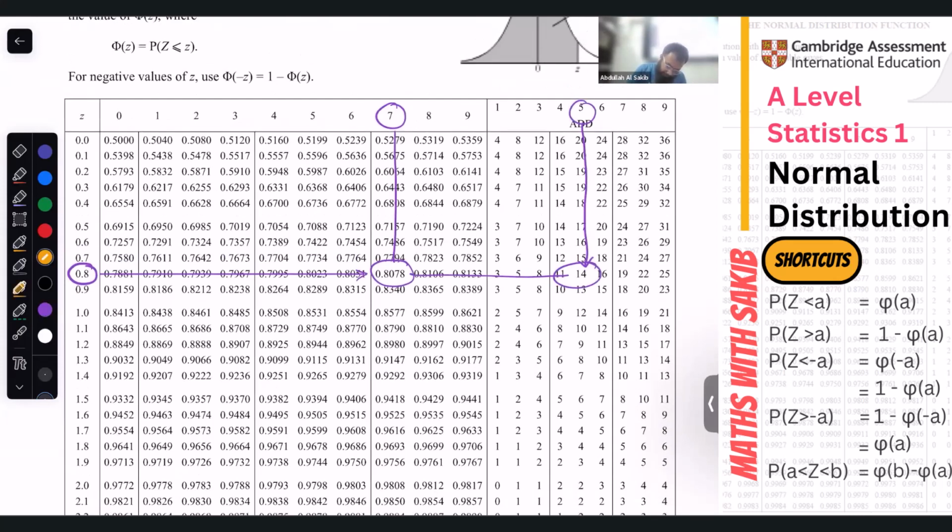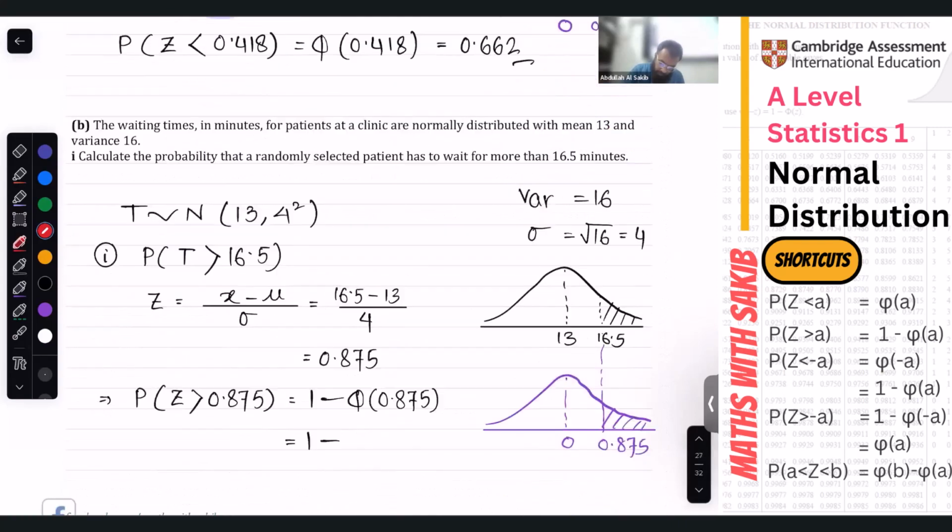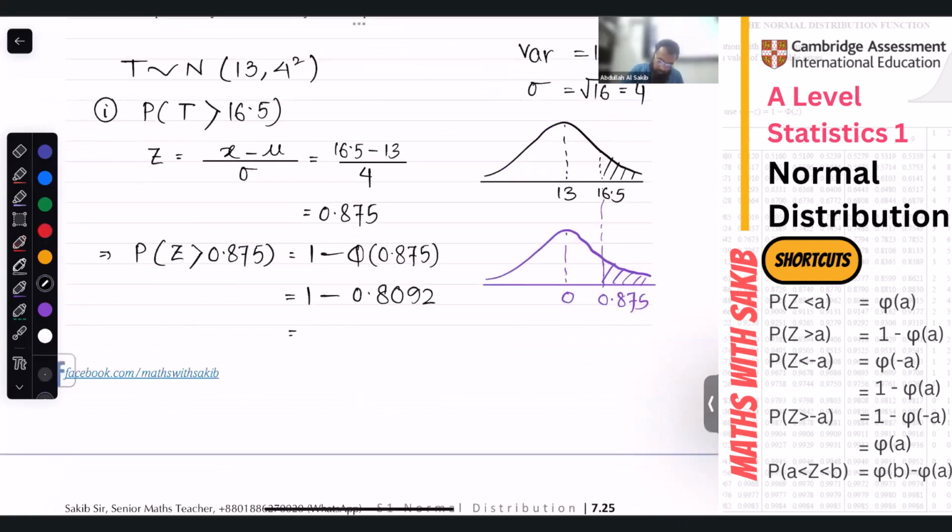That means 0.8078 plus 0.0014. So what's the value? 0.8078 plus 0.0014 is 0.8092. Clear, Baba? So if you subtract it from 1, the answer is 0.1908. Is it clear, Baba?